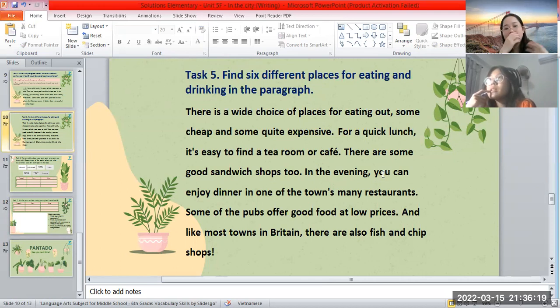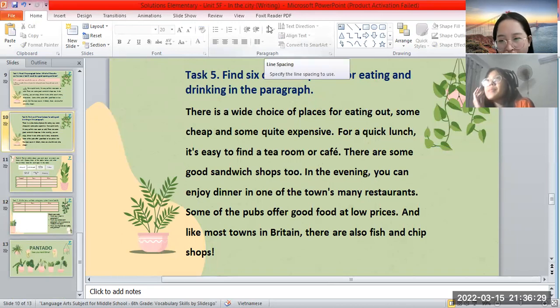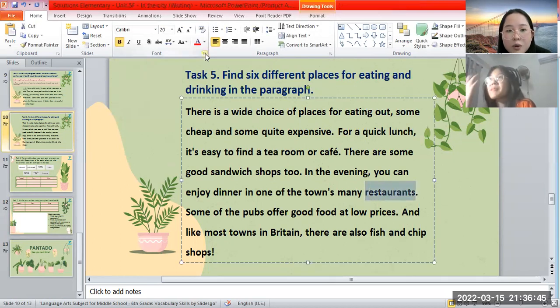Which place can we eat and drink inside? We can eat in the restaurant. Okay, in a restaurant. Okay, so that is one place.